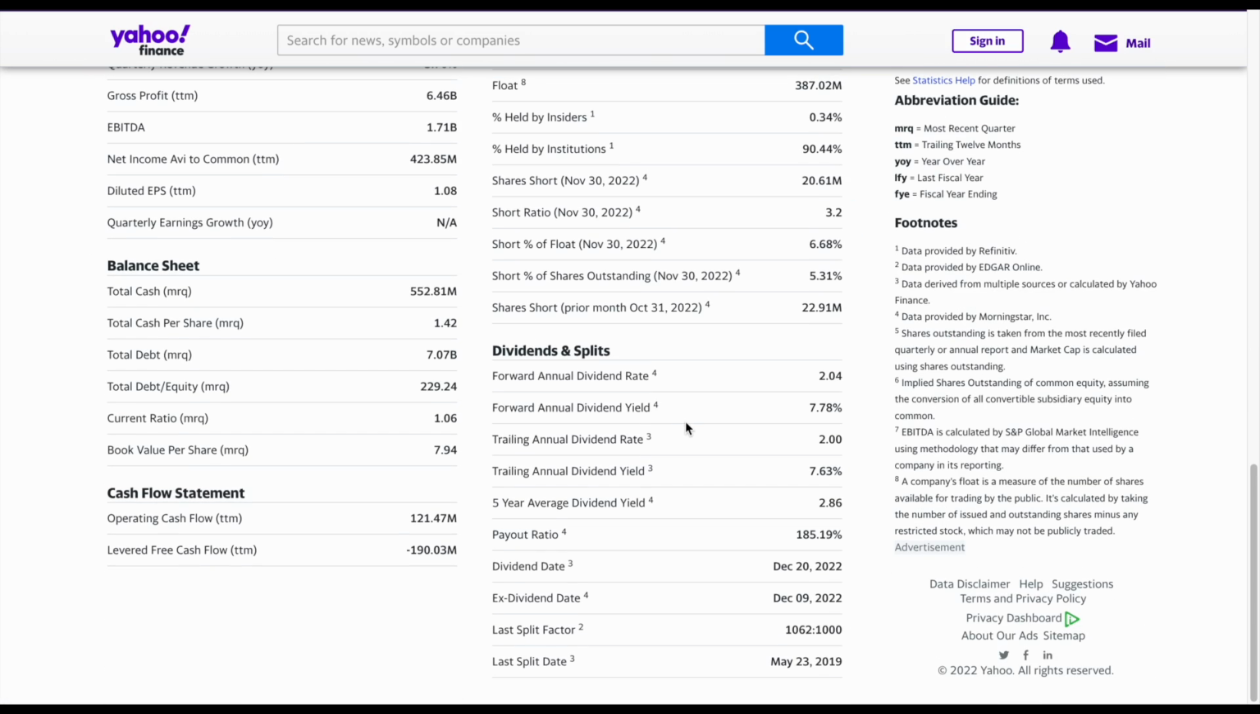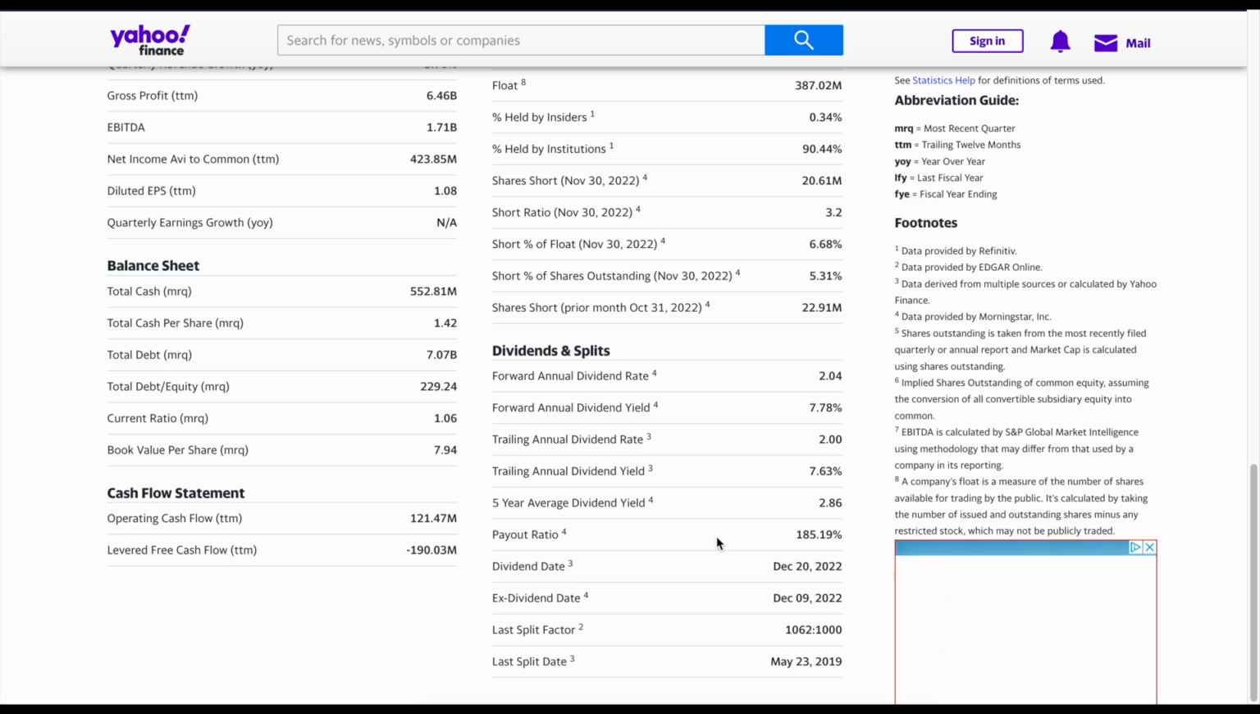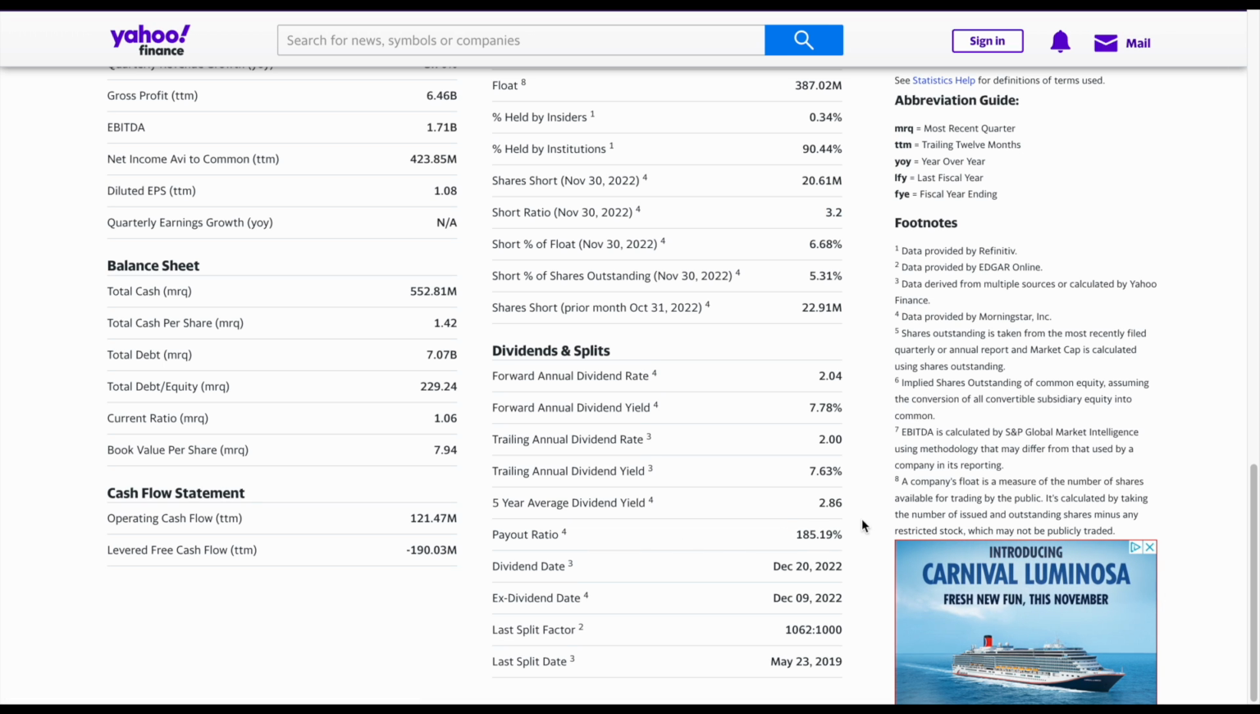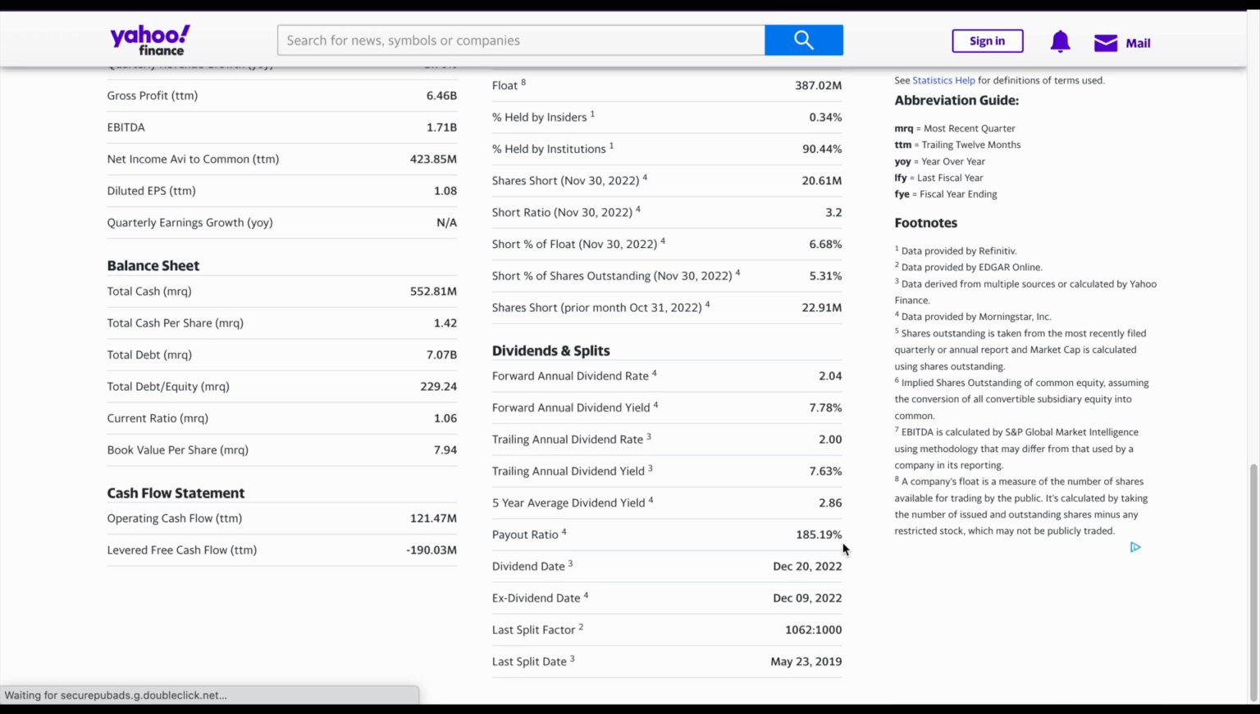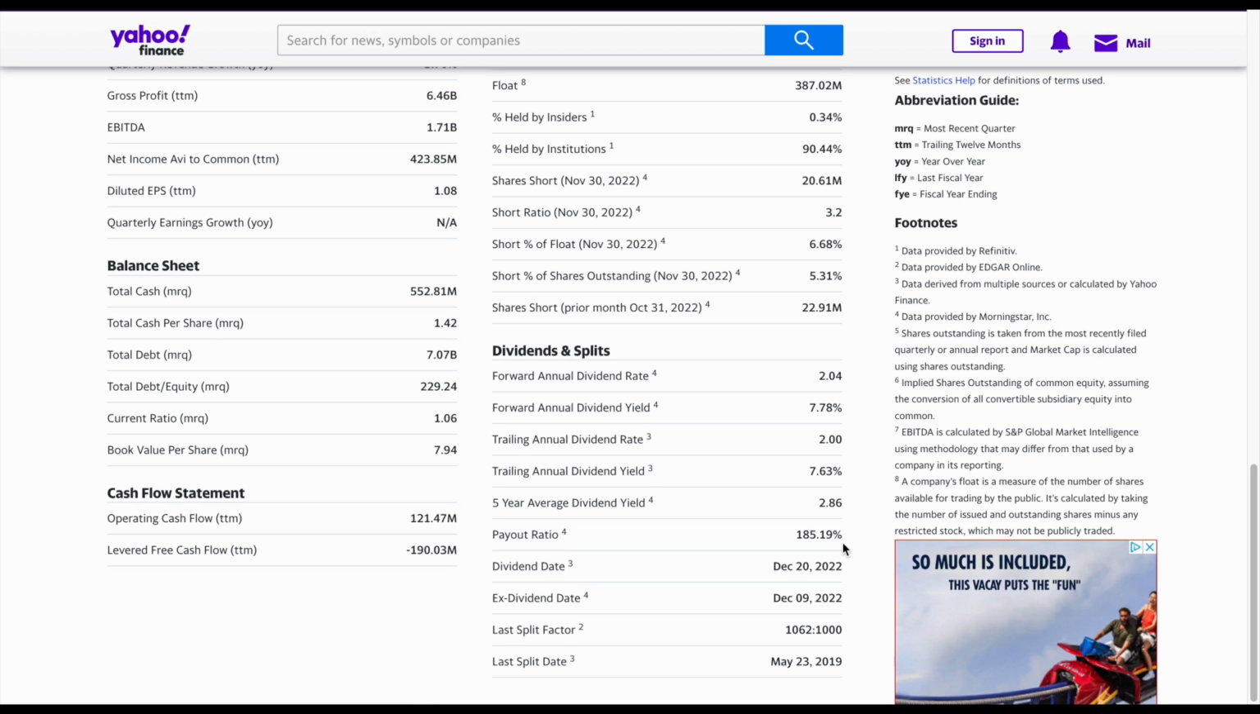right here, we can see that the payout ratio for this company is sitting at 185.19%. Now that is a huge red flag whenever you see a payout ratio that high for a company, because it means a couple of different things. Obviously, it's going to mean that the current dividend payout is not sustainable. So despite the fact that the company currently has a really nice starting dividend yield, it's not sustainable and the company won't be able to pay out that high of a dividend for the foreseeable future.